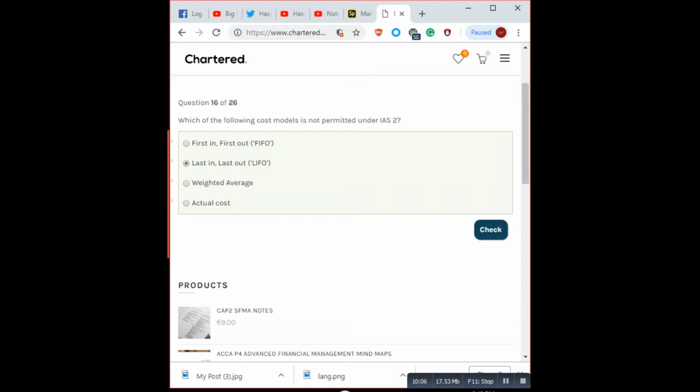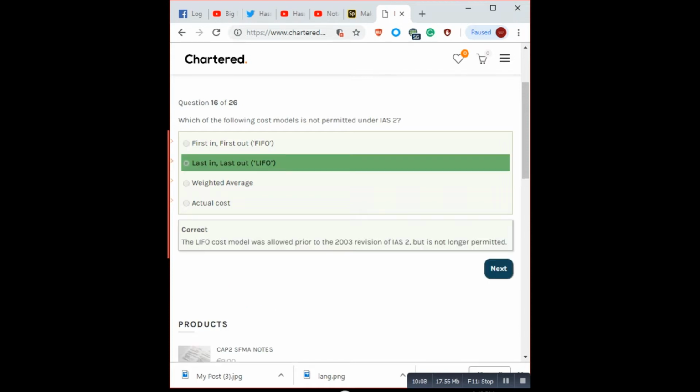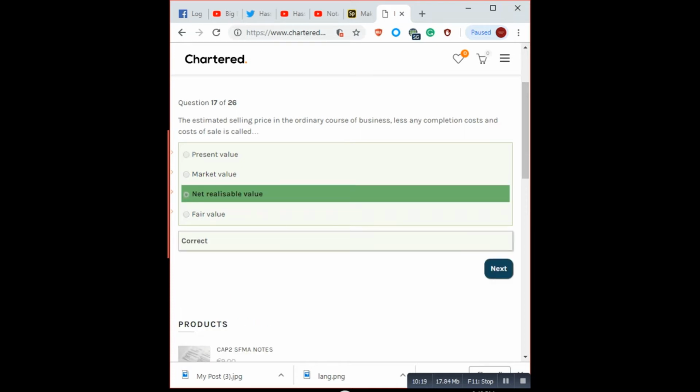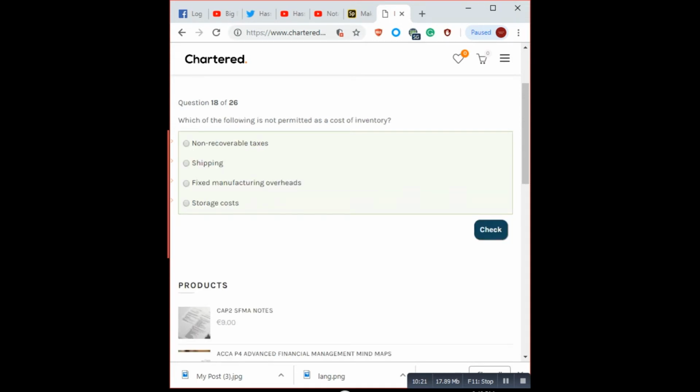Which of the following is not permitted as a cost of inventory? Obviously, storage cost is not permitted as a cost of fixed manufacturing overheads. Storage cost should be expensed. It should not be included in inventory, I believe. Yes.